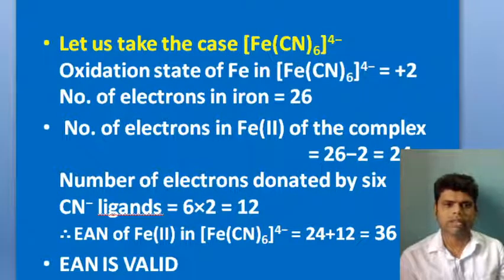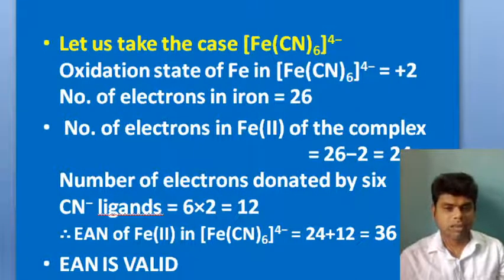Number of electrons in iron: going by its atomic number, it is 26. But here it is showing +2 oxidation state, so the number of electrons would decrease by 2, making it 24. So how many electrons are there in Fe2+? It is 24 electrons. That's what we arrived at.